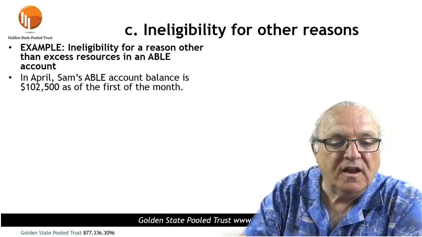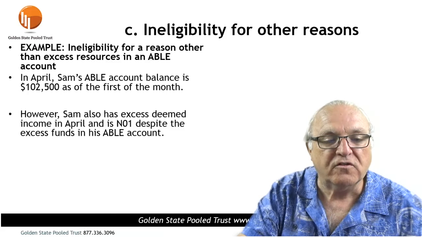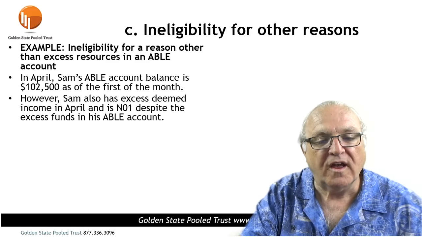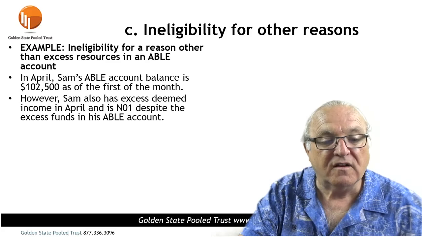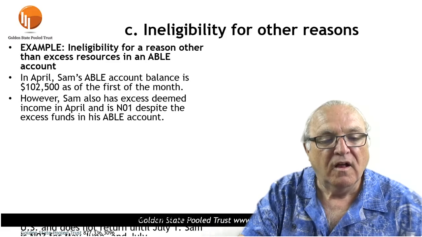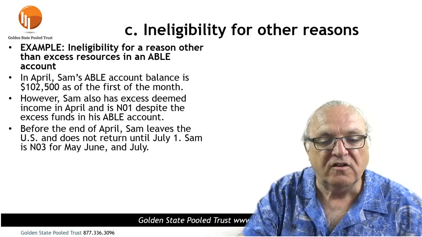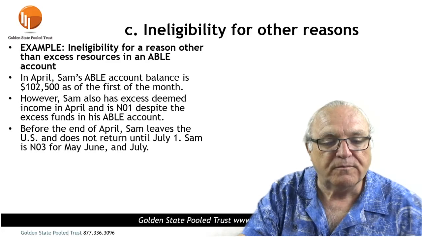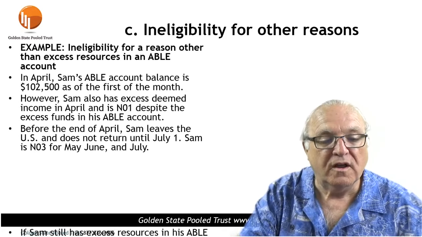Take Sam. In April, Sam's ABLE account balance is $102,500 as of the first of the month. However, Sam also has excess income here despite the excess funds in the ABLE account. Before the end of April, Sam leaves the U.S. and does not return until July 1st. So he is not eligible for May, June, and July.